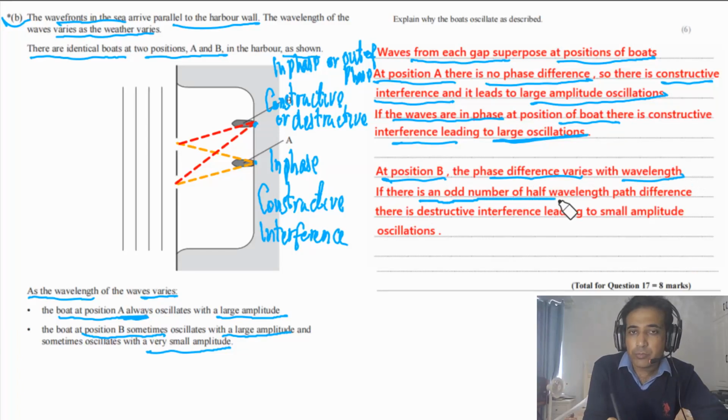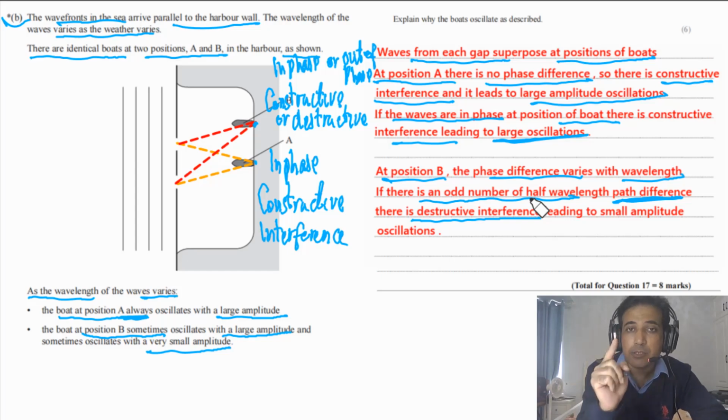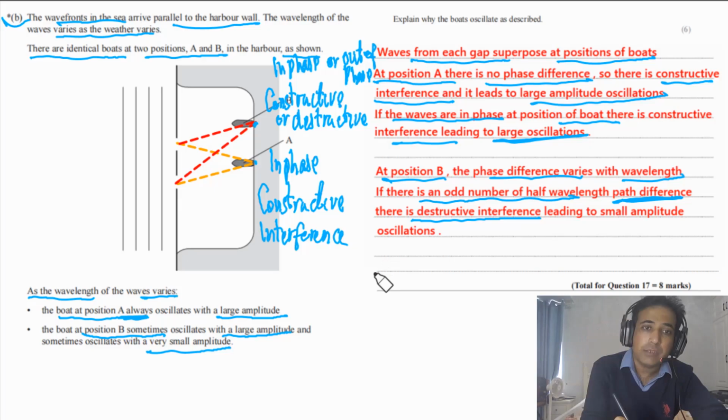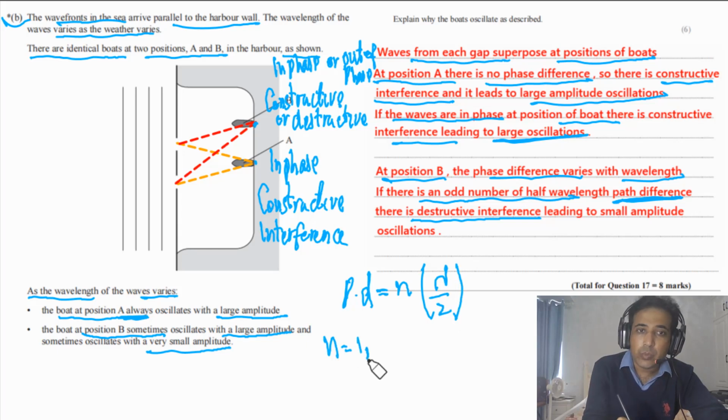At position P, the phase difference varies with wavelength. If the path difference is an odd number of half wavelengths, there is destructive interference. So if PD is equal to an odd number of half wavelengths, here we have lambda by 2, if n is equal to 1, 3, 5, 7, and so on.